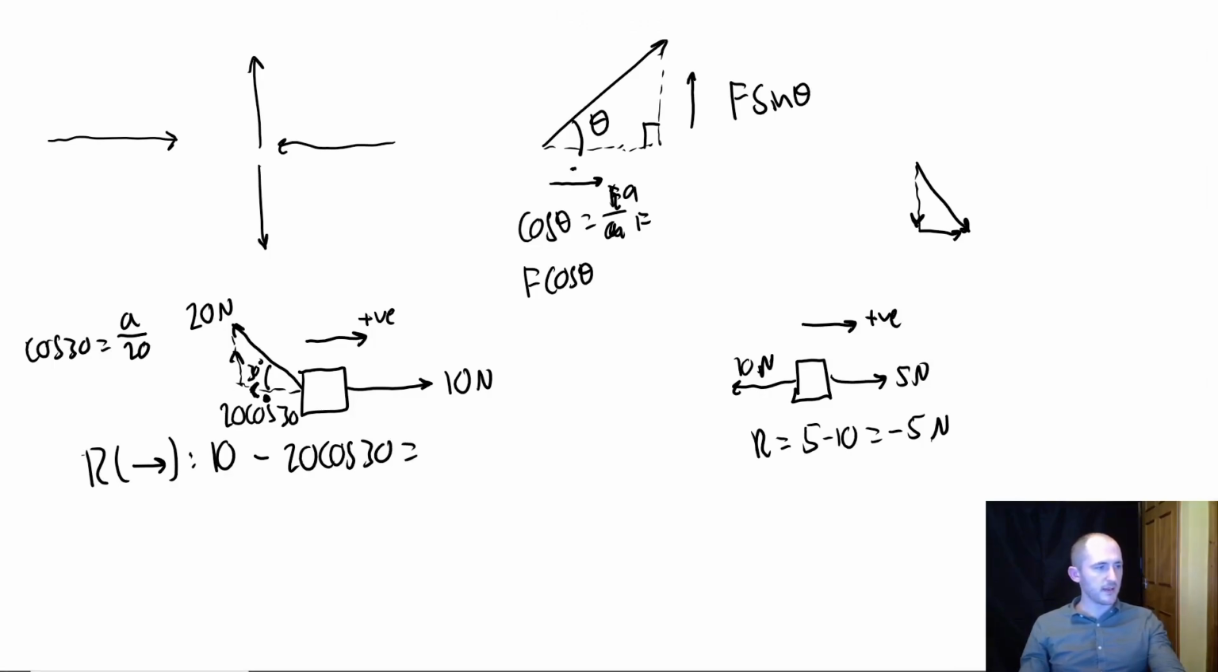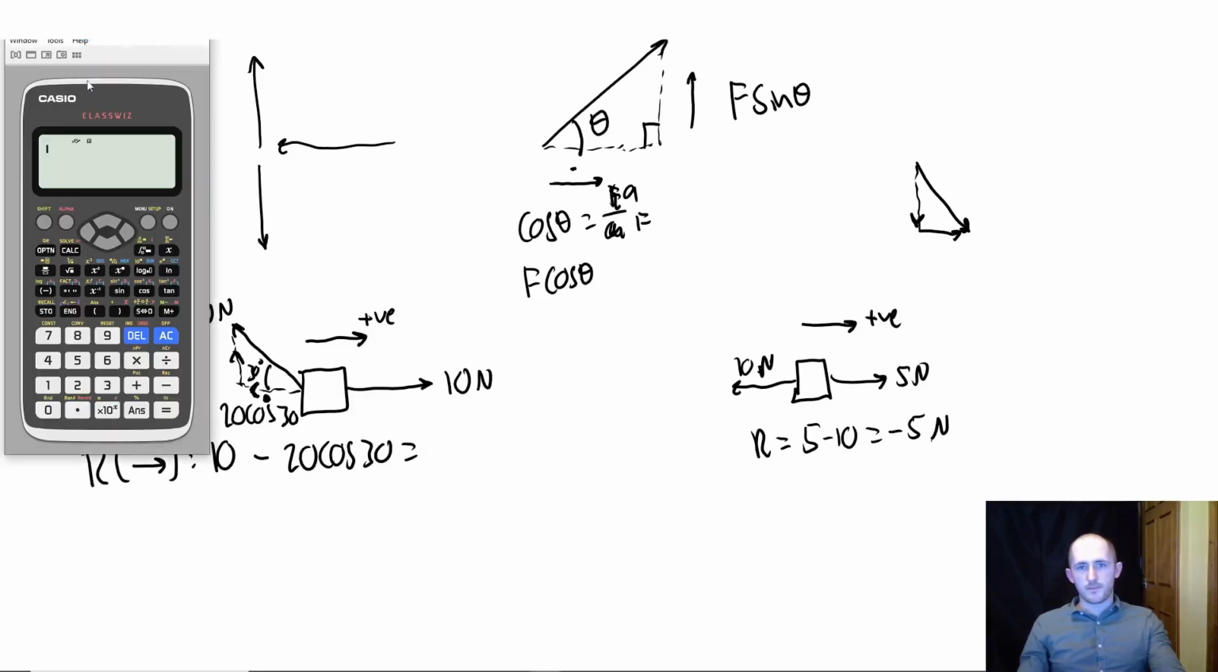So if we get our calculators out, we have 10 minus 20 cos 30. I also need to check if I'm in radians mode. It looks like I am.